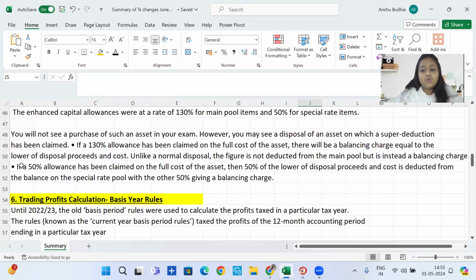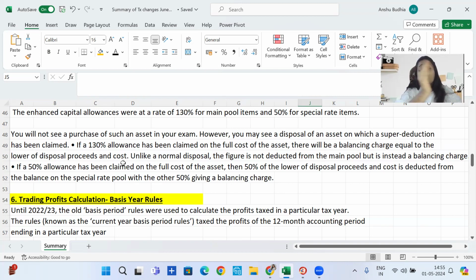So I just summarized it over here. You will not see a purchase of such an asset in your exam, as I've told you. However, you may see a disposal of an asset on which a super deduction is already being claimed. If a 130% allowance has been claimed on the full cost of the asset, there will be a balancing charge equal to the lower of disposal proceeds and cost.